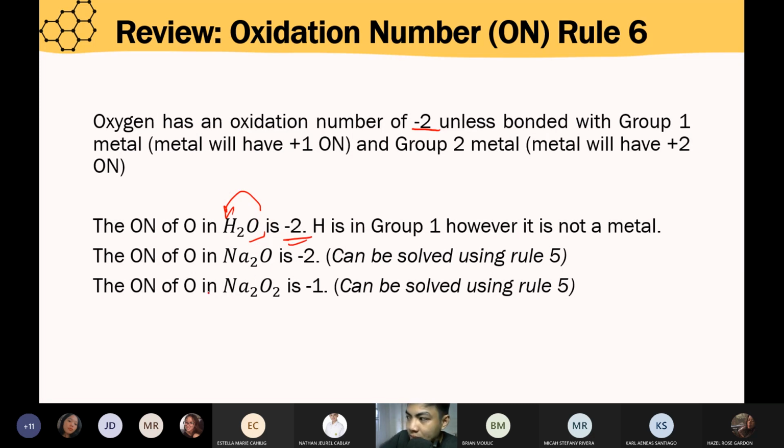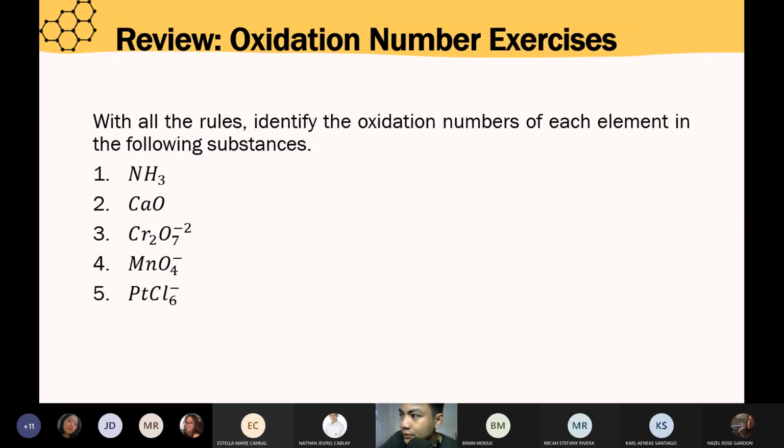But if you pair it with a group 1 metal, sodium, as you can see, its oxidation number can change. You can solve that using what we have discussed in rule number 5. So, with that, let us apply all of that to our elements here.